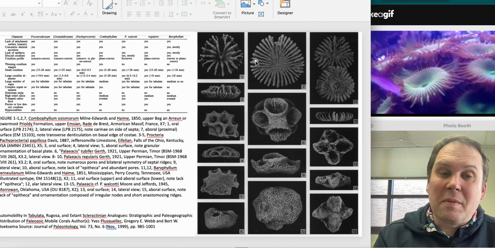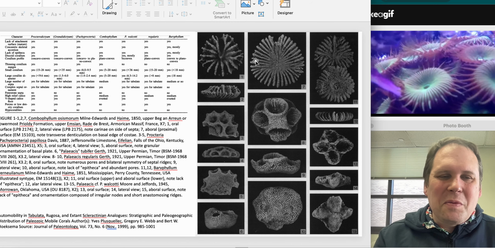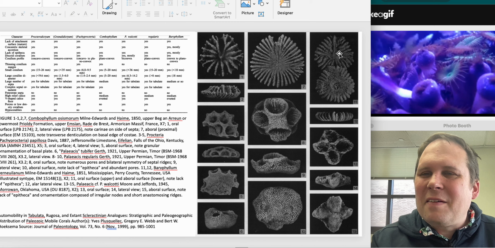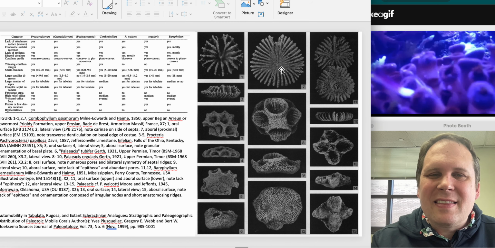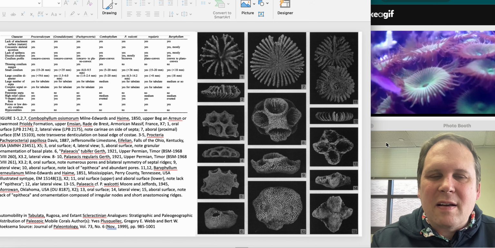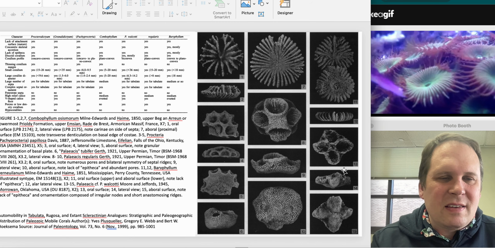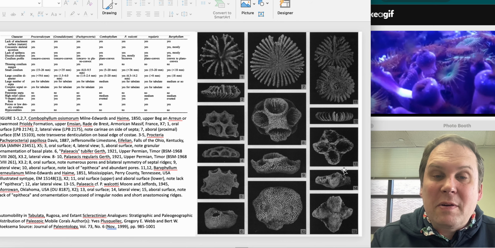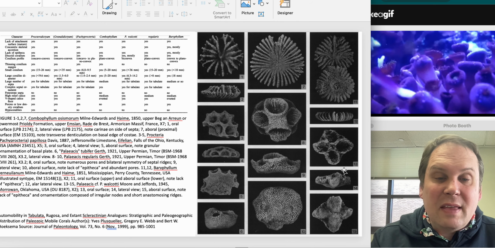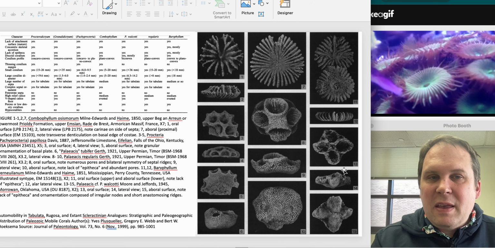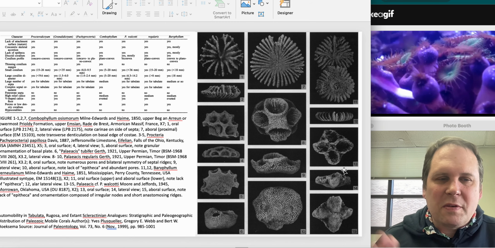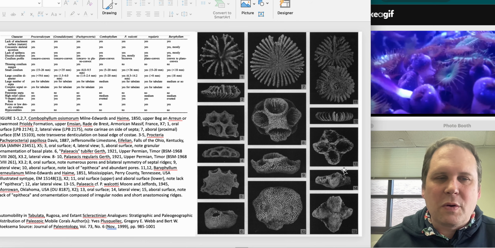And tabulate corals are among the ones that we think are automobile, or able to move around on their own. And so here are some examples of these guys. And I think these are Mississippian. These are a mix of Mississippian and Pennsylvanian. So Carboniferous mostly. But there were a number of these. And they certainly don't appear to be rooted to any one place. They don't show any of the sort of attachment structures we get from other corals.